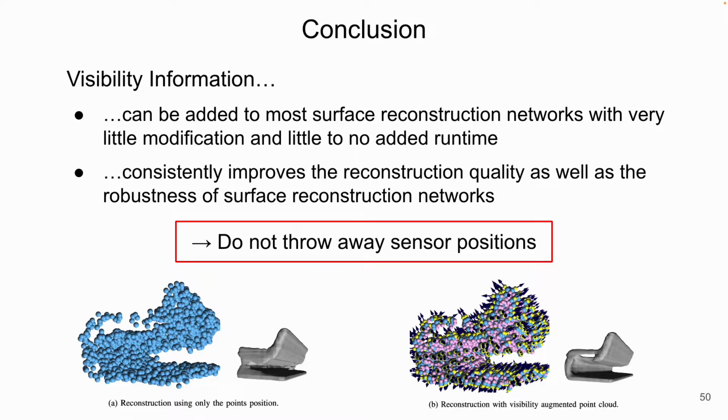So now to summarize this part, visibility information can be added to most surface reconstruction networks with very little modification and little to no added runtime. And visibility consistently improves the reconstruction quality as well as the robustness of surface reconstruction networks to domain shifts. So the bottom line here is: do not throw away your sensor positions.